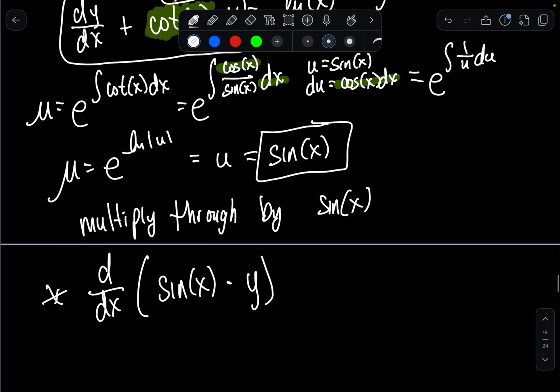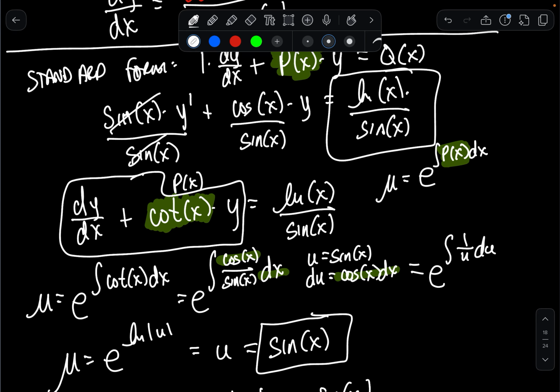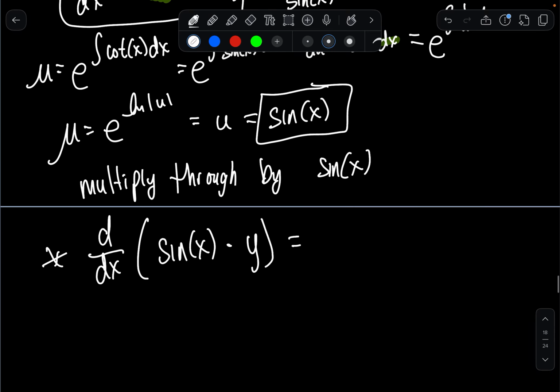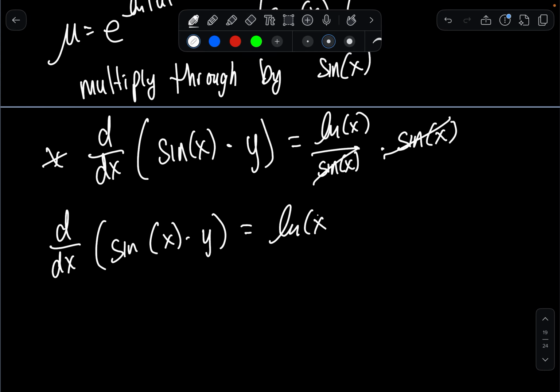And then don't forget, we also have to multiply this side by sine of x. So we have the natural log of x over sine of x times the sine of x, which very nicely, these two cancel, and we get this equation. The derivative of the sine of x times y is equal to the natural log of x.